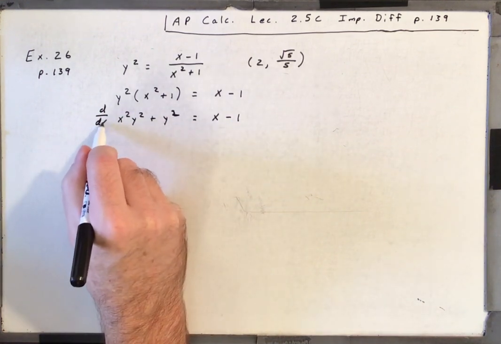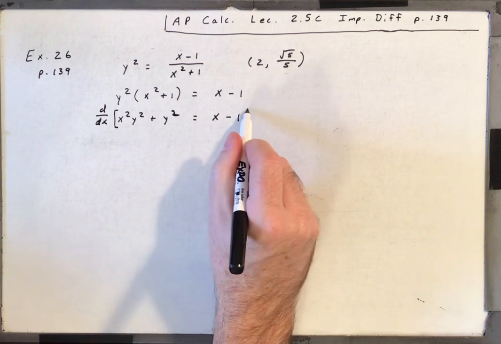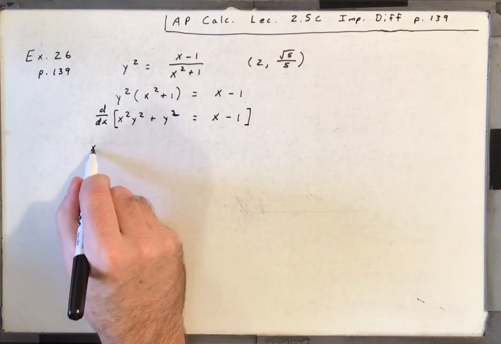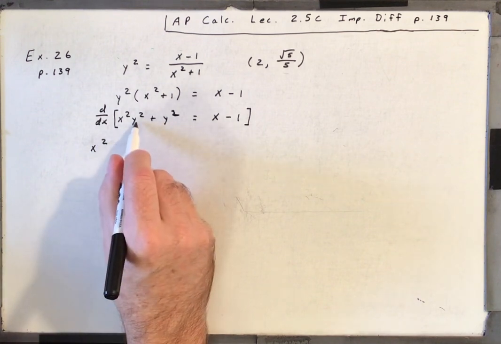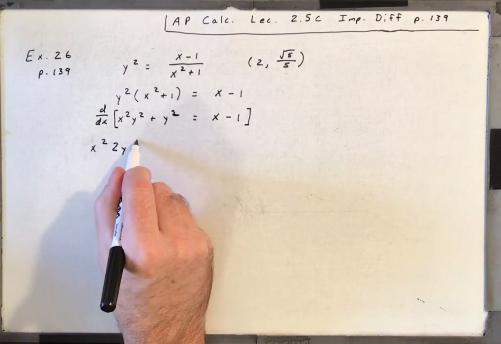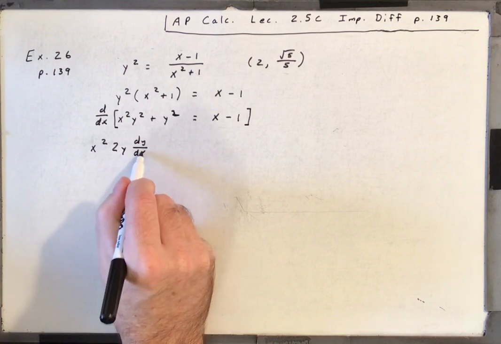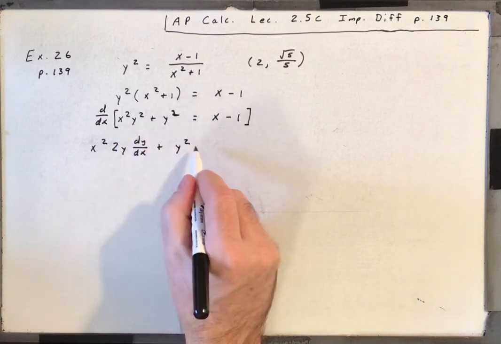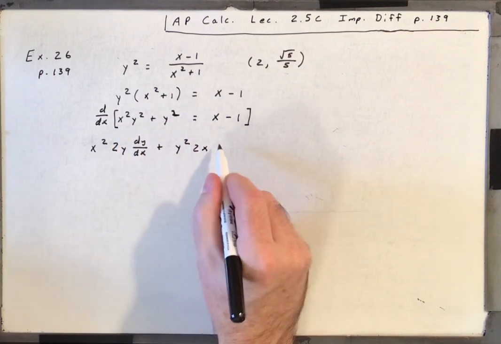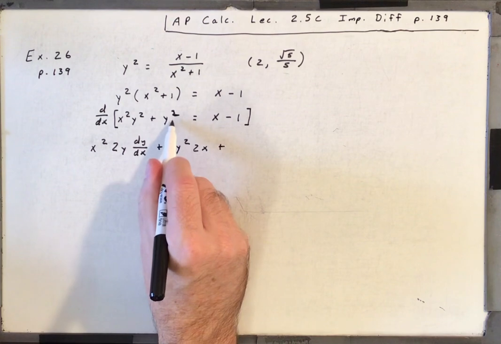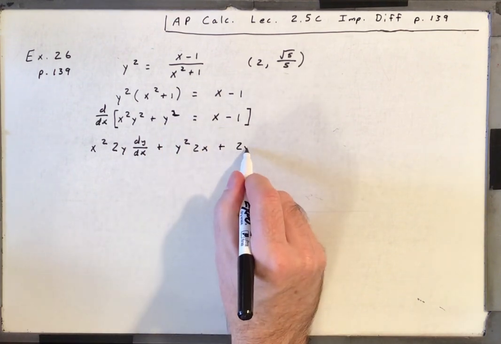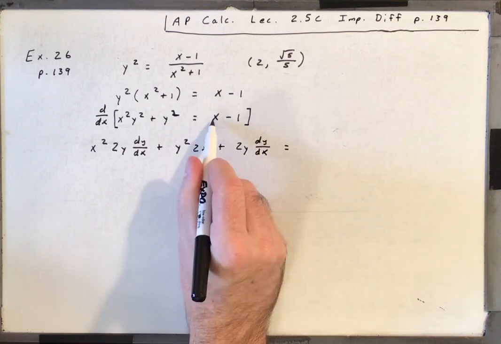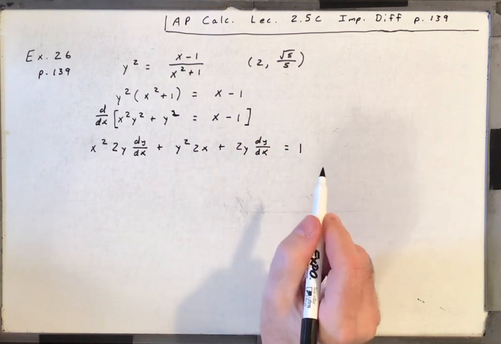And now we will differentiate that with respect to x. Product rule: the first, x squared, times the derivative of the second, 2y dy/dx, plus the second, y squared, times the derivative of the first, 2x, plus we're on the y squared term now, so that would be 2y dy/dx, and the derivative of the right side is just 1.